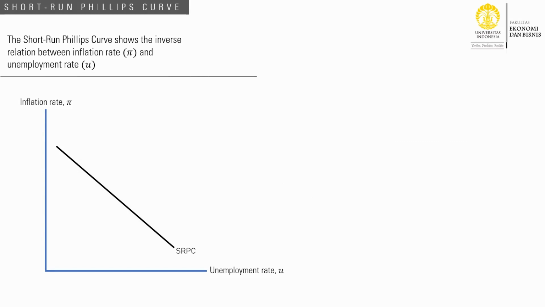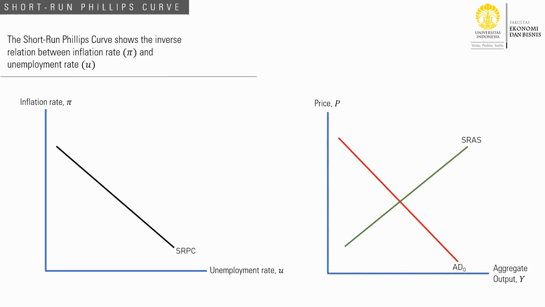It occurs because in the short run, aggregate demand affects both price and output level, as well as inflation and unemployment. Look, this is the diagram showing the aggregate demand and the aggregate supply curves in the short run. At equilibrium point A, the level of output and the level of price are Y0 and P0 respectively. At these output and price levels, the inflation and unemployment rates are P0 and U0 respectively, or point A in the short-run Phillips curve, or SRPC.